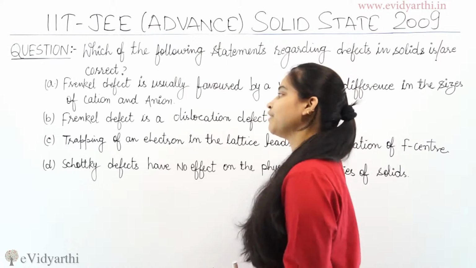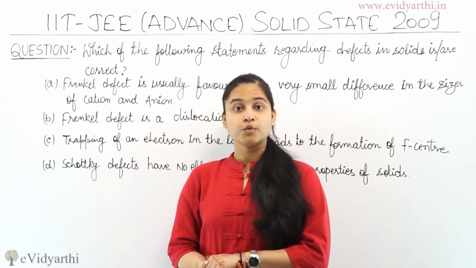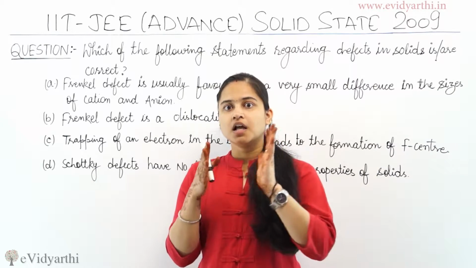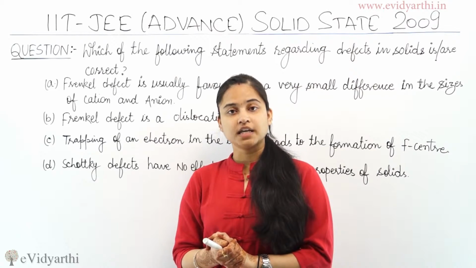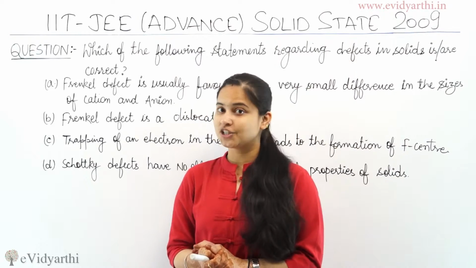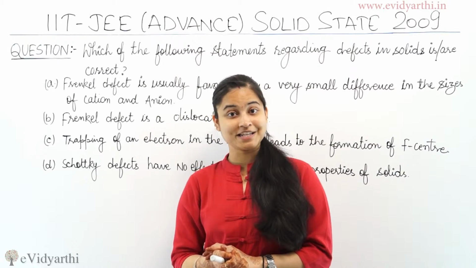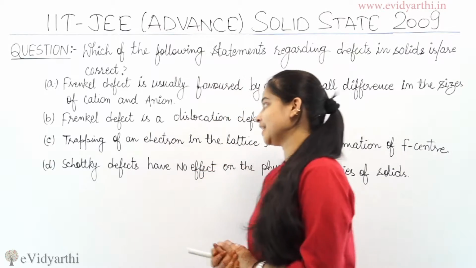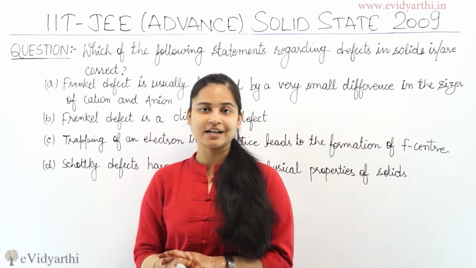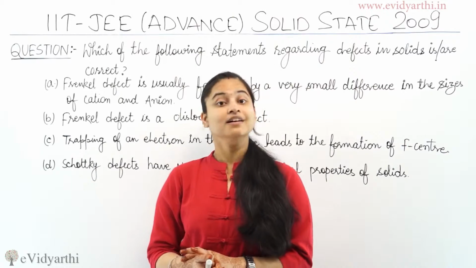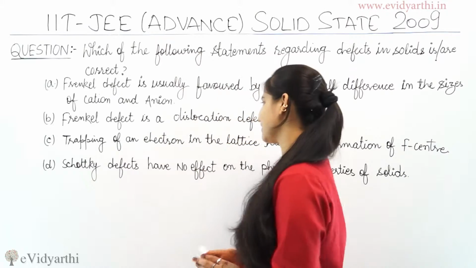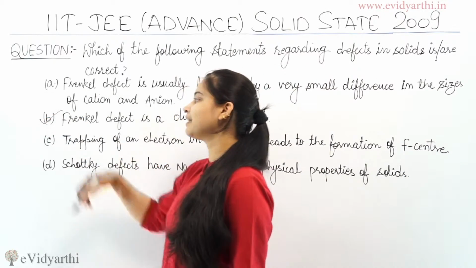Absolutely correct. See, in Frenkel defect, certain ions, most probably the cations, just miss their lattice point, or rather they are not in their lattice point, they slip from the lattice point and come to interstitial sites, but the stoichiometry is maintained. Okay. So in Frenkel defect some of the cations are missing from their lattice point. They are in the interstitial sites, maintaining the stoichiometry of the crystal. So Frenkel defect is a dislocation defect. It is the correct option.